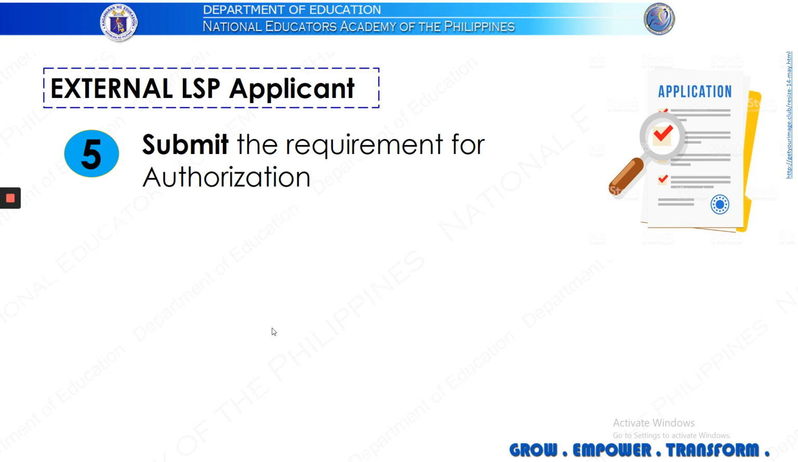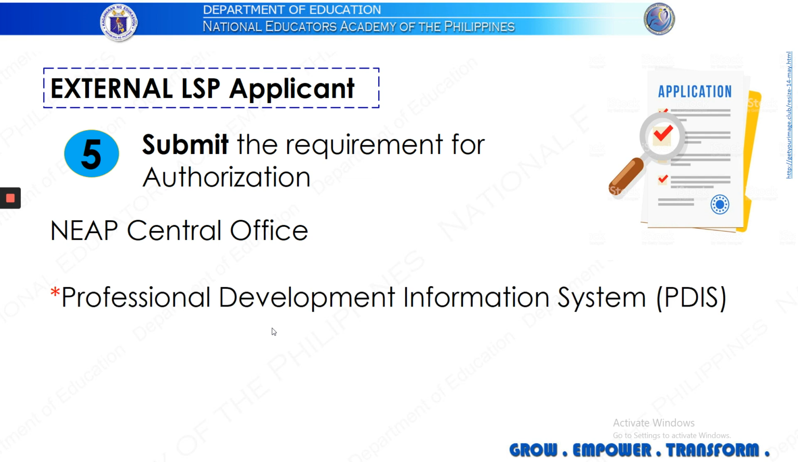And step 5. Once all the documents are ready and they have accomplished the form, they submit the requirements for authorization to the NAIAP central office. We have the PDIS, but for now we will not consider this because they are in the process of checking everything. So our options are to send it to the NAIAP central office, or send it through email at asknaip@deped.gov.ph.